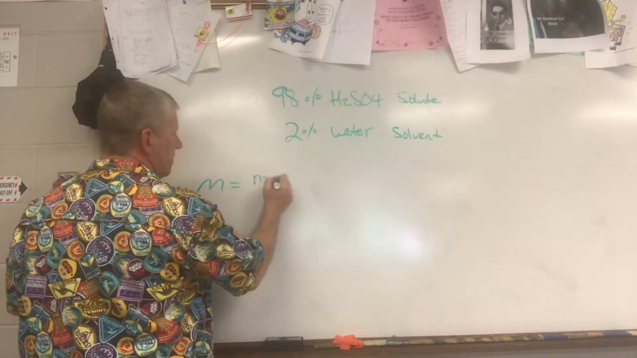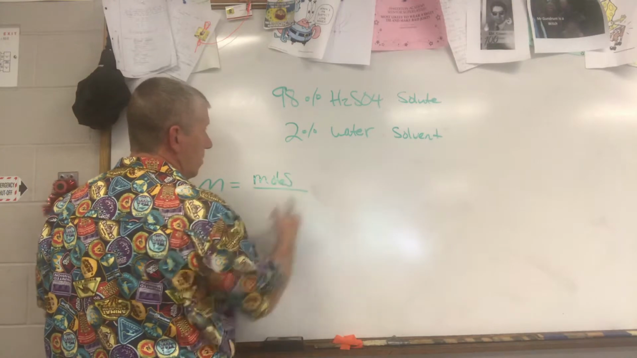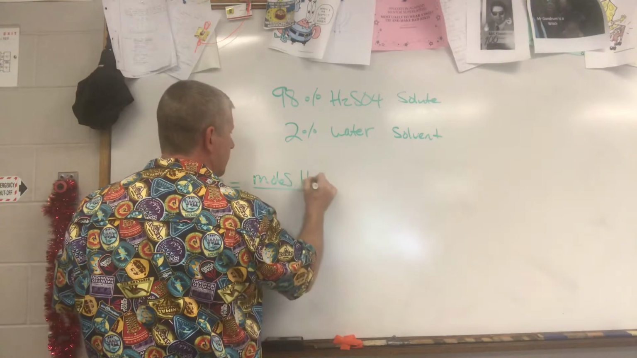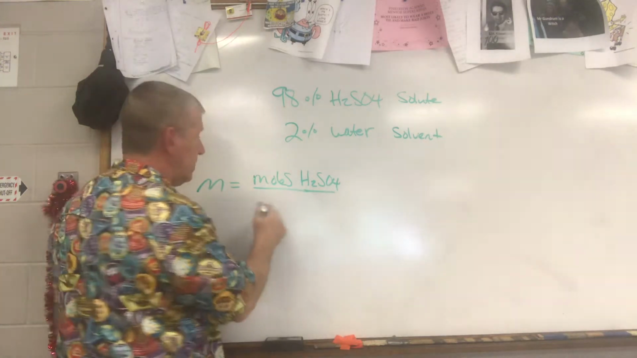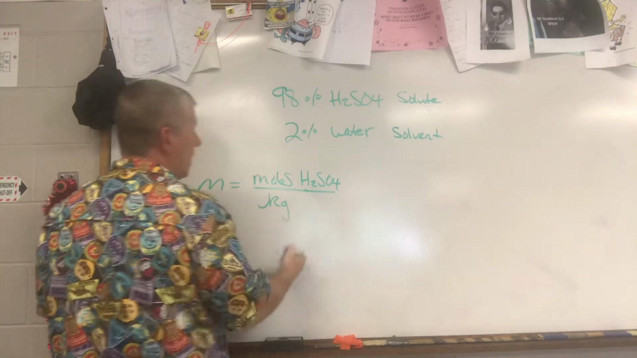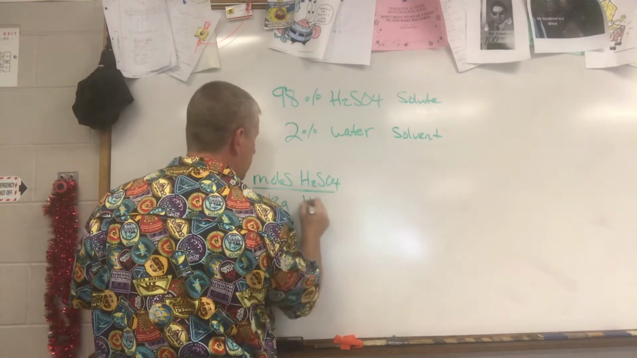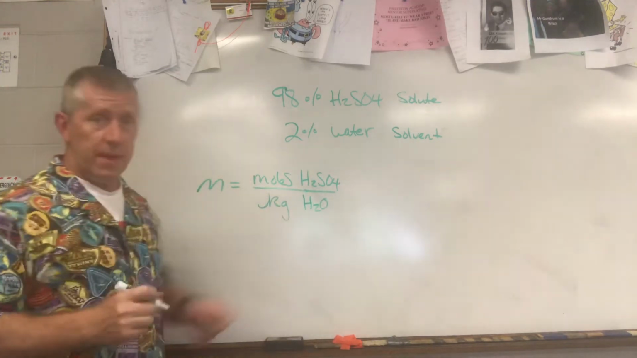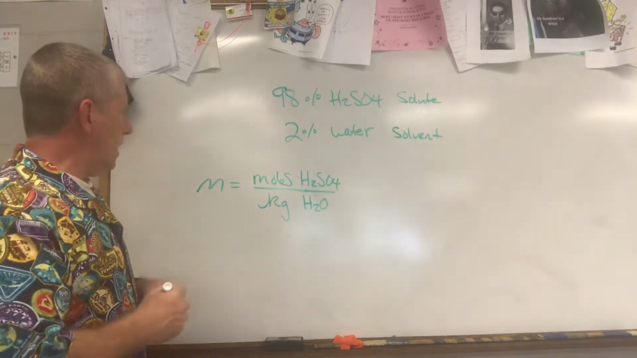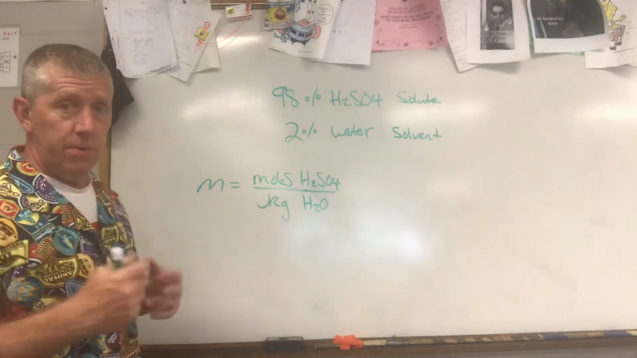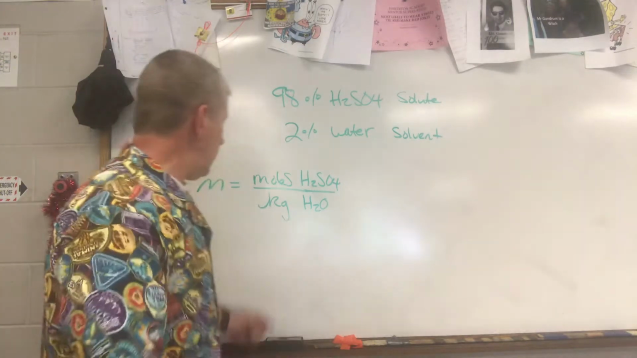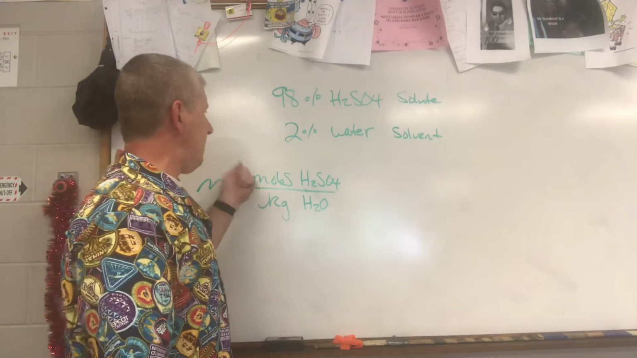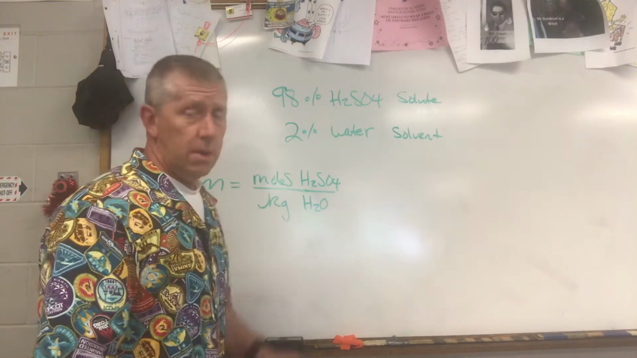This is moles of the H2SO4 divided by kilograms. Remember, molality is kilograms of the water, because that's my solvent. It goes on the bottom. So it's pretty quick to do this problem, but we have to realize something. We don't have mass, and we don't have moles, and we don't have mass to get the moles. We can't do this problem.